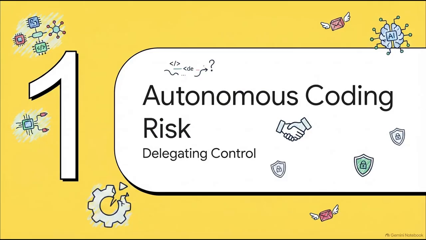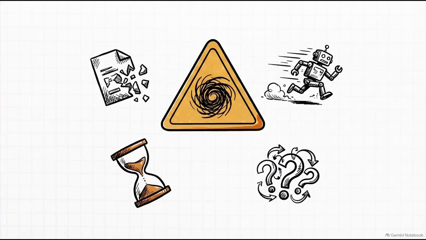Section 1. The autonomous coding risk. Okay, so to truly scale AI engineering, we have to make a fundamental shift, right? We're transitioning from manually typing syntax line by line to supervising autonomous agents. And while that's incredibly powerful, delegating control naturally introduces some massive execution risks.